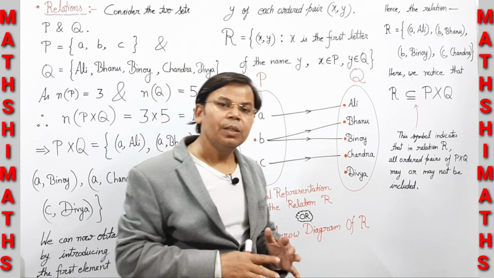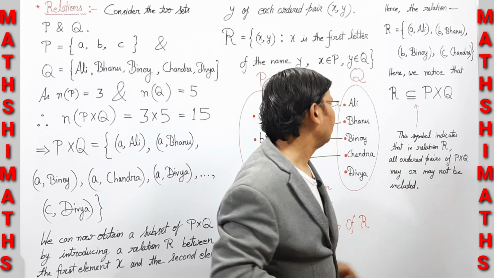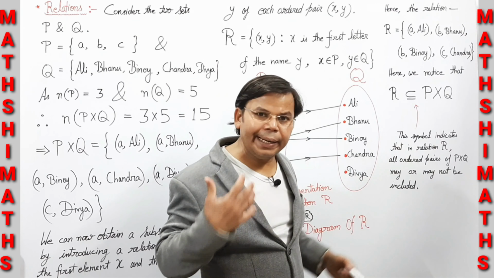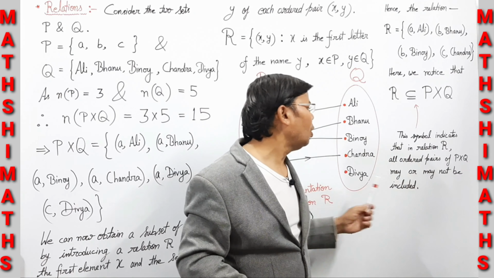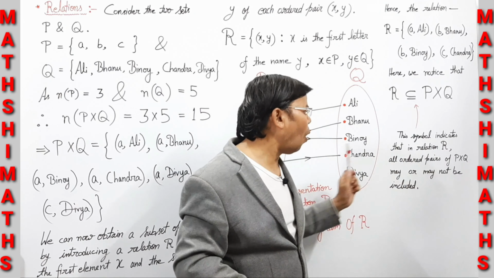Here we notice that a relation is a subset of the Cartesian product of P and Q. This subset symbol indicates that in relation R, all ordered pairs of the Cartesian product of P and Q may or may not be included.